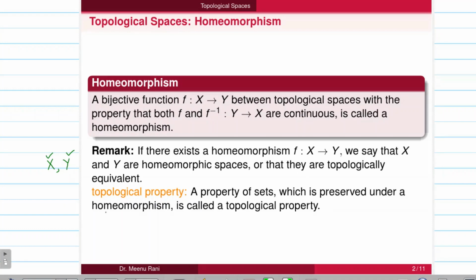It means if there is a map f from X to Y, if X satisfies some property and f is a homeomorphism from X to Y, then Y also satisfies the same property. For example, compactness is a topological property. It means if X is a compact space and f is a homeomorphism from a compact space to any topological space, then Y will also be a compact space.